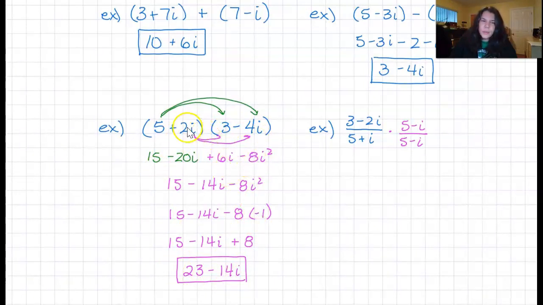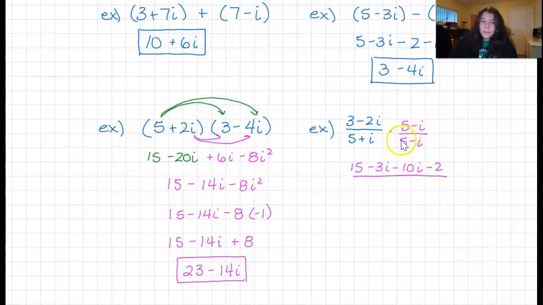Just when I'm multiplying these two terms with the i, 2i times negative 4i, that's negative 8i squared, but we know that's going to give us plus 8. So I'm going to do that same kind of thing here. Just jump right to that. So when I go ahead and distribute, 3 times 5 is 15, then negative 3i, negative 10i, and then negative 2i times negative i would be positive 2i squared, but then that's going to turn into a negative 2.